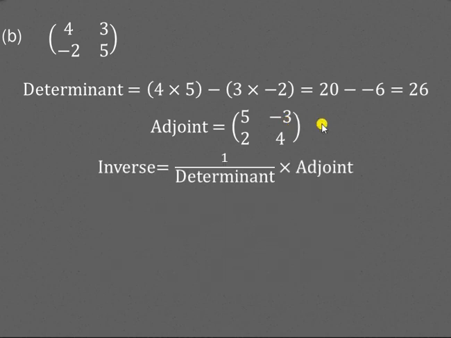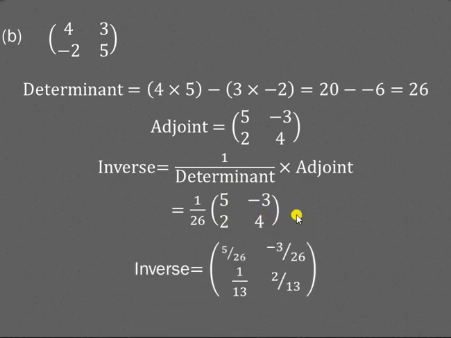Then finally, our formula comes in, like we had discussed earlier, and you do the substitution. So it's going to be 1 out of 26 multiplied by our adjoint. Then again, 1 out of 26 will multiply each of these elements, and that will simply give you such a kind of matrix, and that will be our inverse of the above matrix. I hope you're getting the concept clearly, because I have tried to stipulate all the steps very, very clearly and precisely. Let's look at part C.